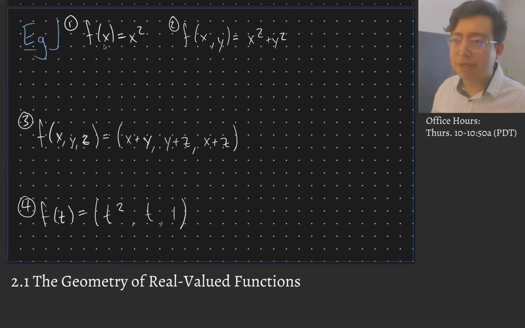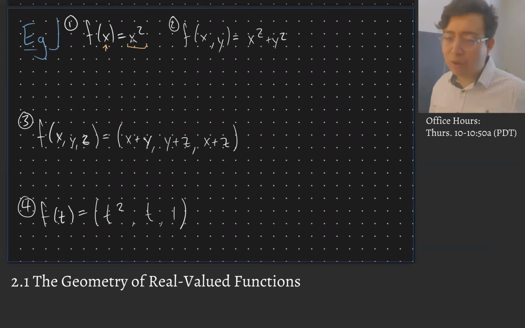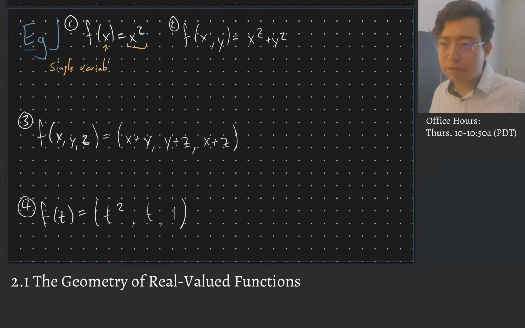So this first one here, notice it has one input and the output is just a number. So if you give me a value of x, x squared is just going to be some number. So this is single variable scalar valued. That's this first one here. It's only one variable, and the output is a scalar.